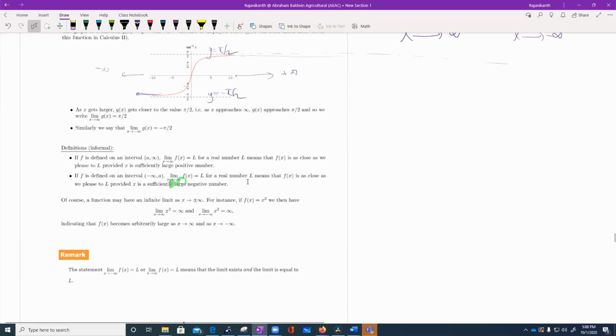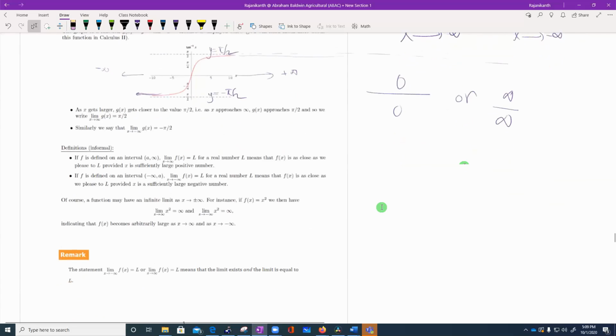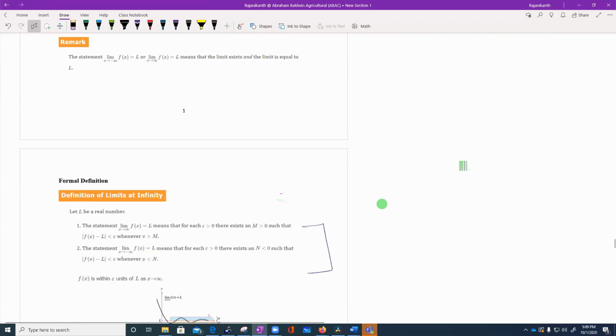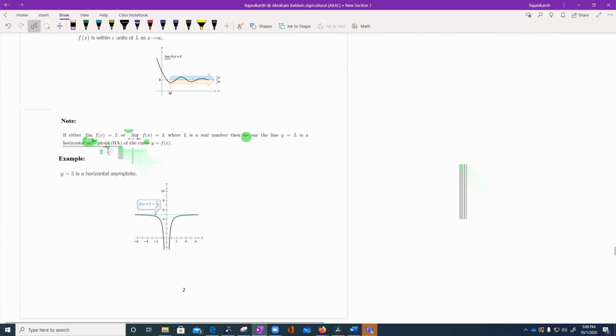We are simply going to find the limit of the given function at infinity or negative infinity. Again, if you find any form 0 over 0 or infinity over infinity when you evaluate the limit, like earlier, here also we are going to use some techniques to get rid of this kind of scenario to find the limit, right?